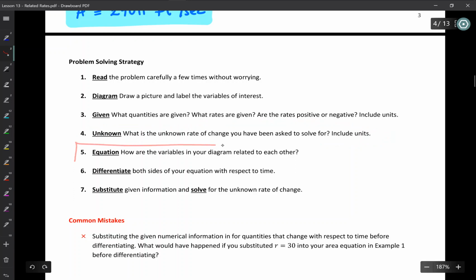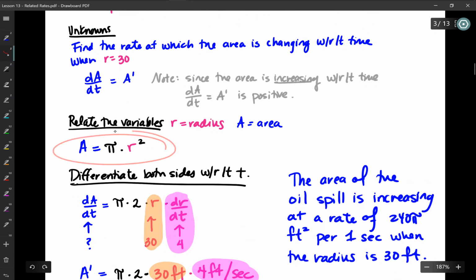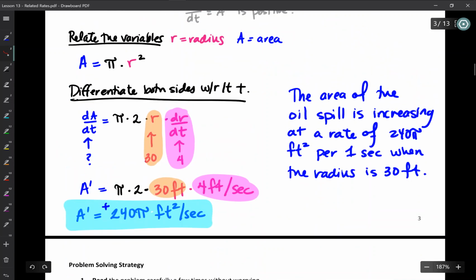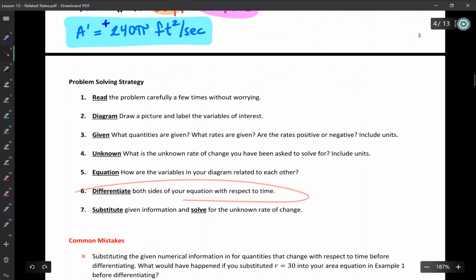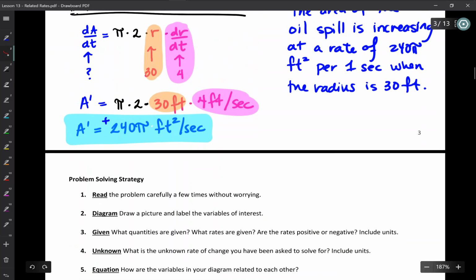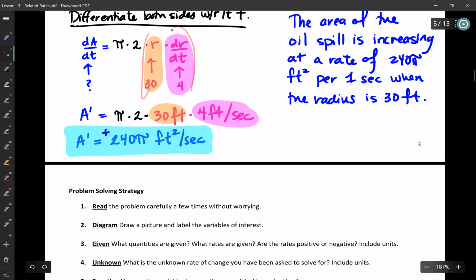Then you want to relate your variables. Set up an equation, right? So we set up pi r squared. The radius and the area of the circle are related in that way. And then differentiate both sides with respect to time. And lastly, you want to substitute the given information and solve for that unknown rate. So we substituted in 30 for r and 4 for r prime, dr/dt, so that we could solve for dA/dt, A prime, if you prefer that notation.